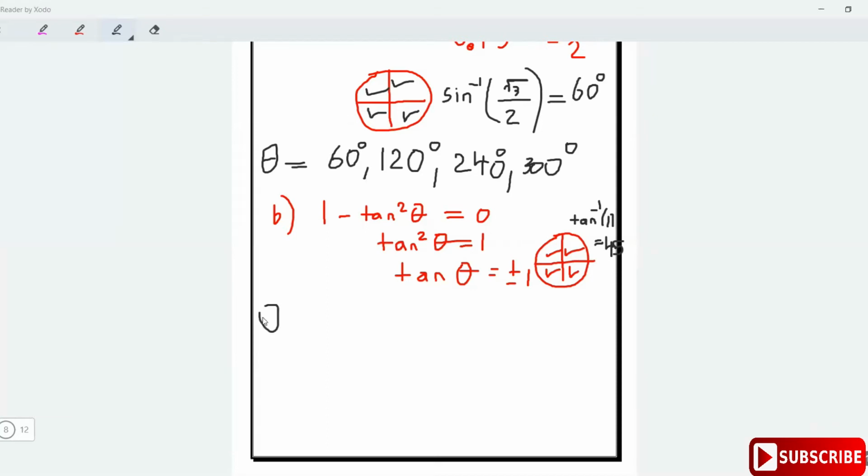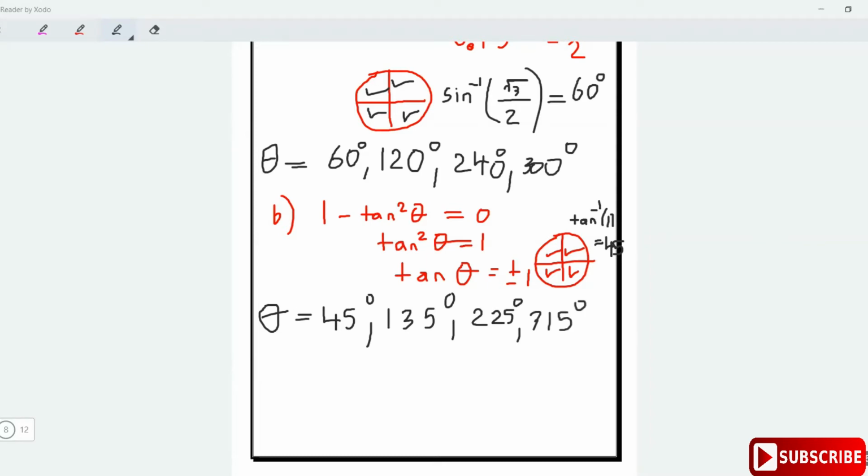So that means theta is going to be equal to the angle in the first quadrant, which is 45 degrees, the angle in the second quadrant, which is 180 minus 45, which is 135, the angle in the third quadrant, which is 180 plus 45, which is 225, and the angle in the fourth quadrant, which is 360 minus 45, which is 315 degrees.